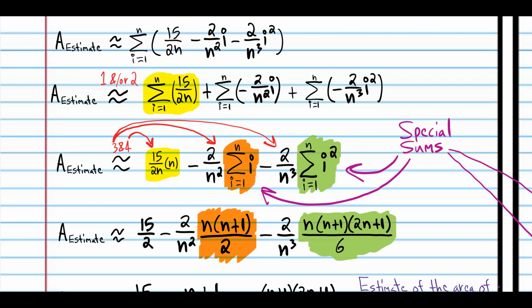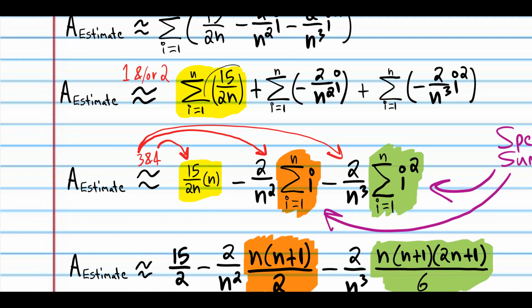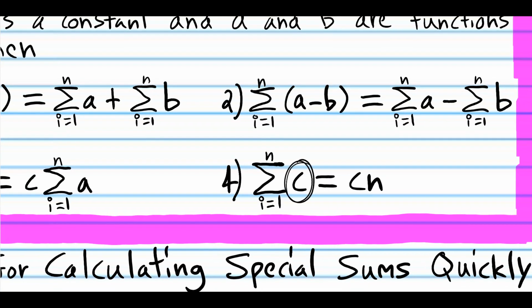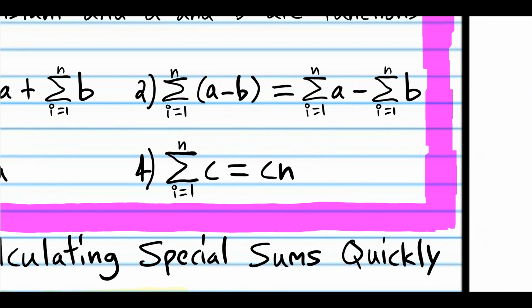So over here we're using rule number 4. Notice that there's no i here. We have an i here and we have an i here, right? i squared. But there's no i in the first term, so this is just considered to be one big constant. But remember, rule number 4 tells us that if you have a constant, then the sum is just the constant times however many times you're adding it. So let me just show you the logic of that real quick.